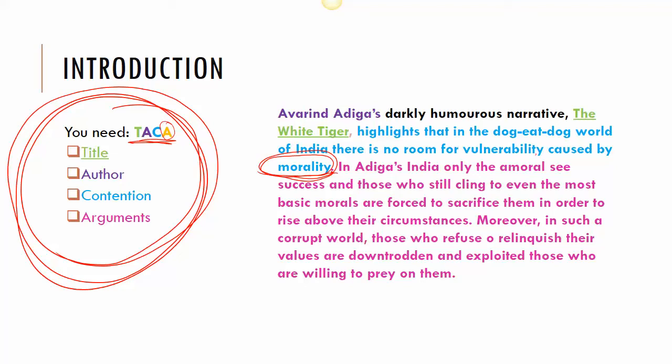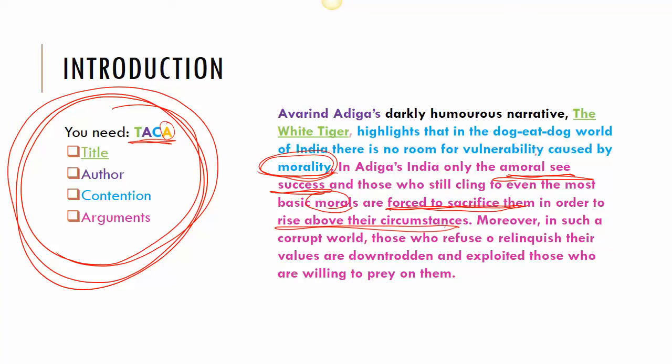So I'm already kind of using some of the key terms. In Adiga's India, only the amoral see success. Okay, so I'm directly appealing to the question now. Yay! And those who still cling to even the most basic morals are forced to sacrifice them in order to rise above their circumstances. Okay, so here we go, about being moral and successful. Okay, that's success, isn't it?